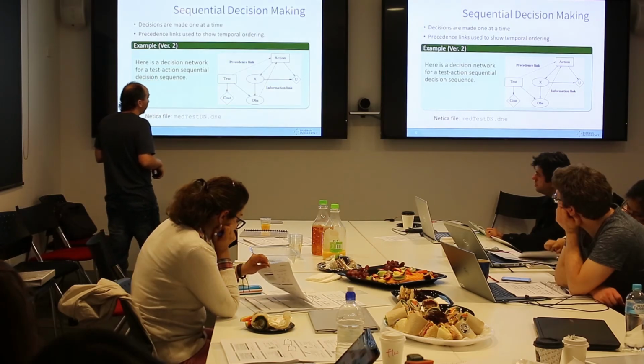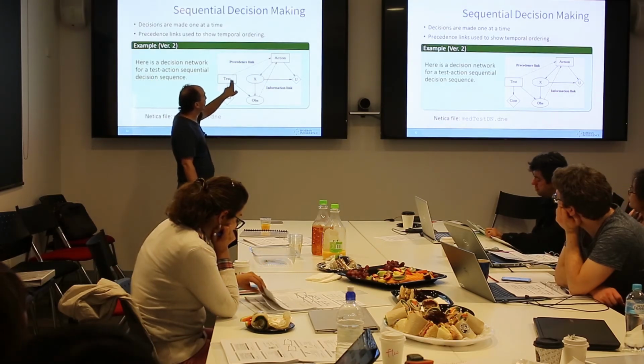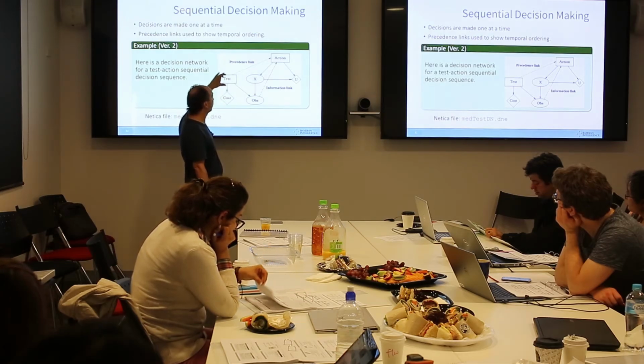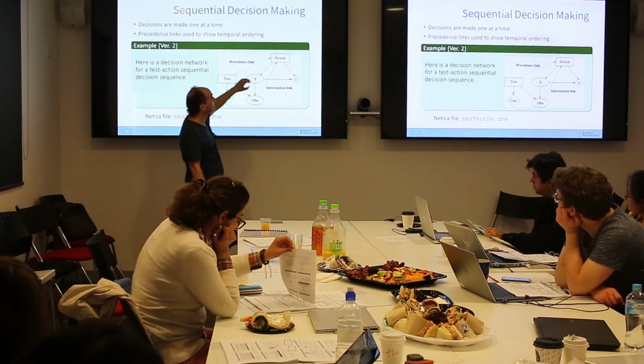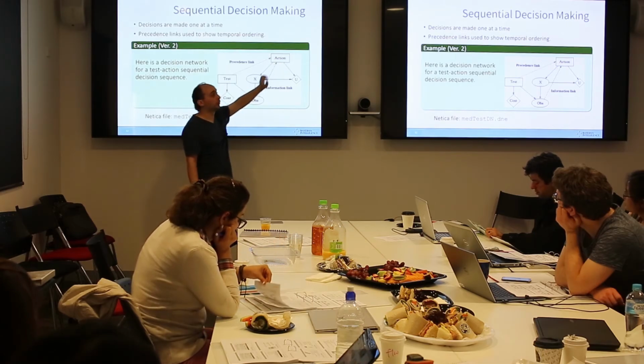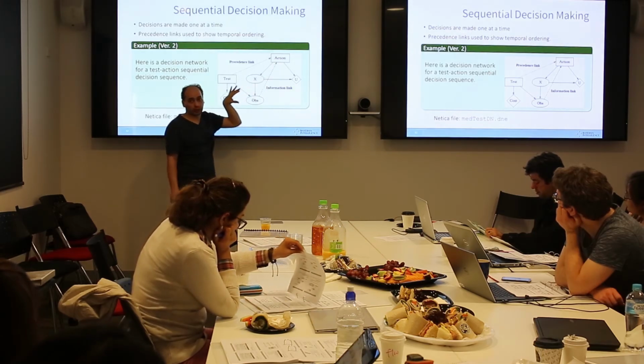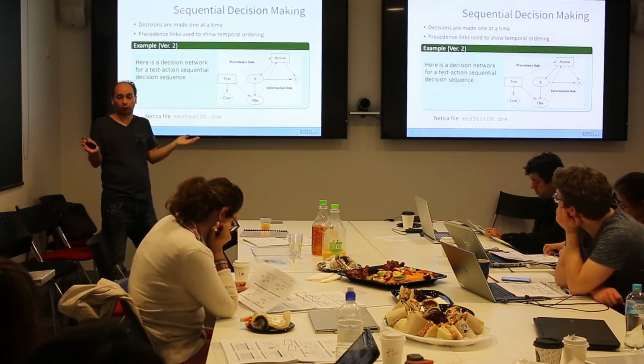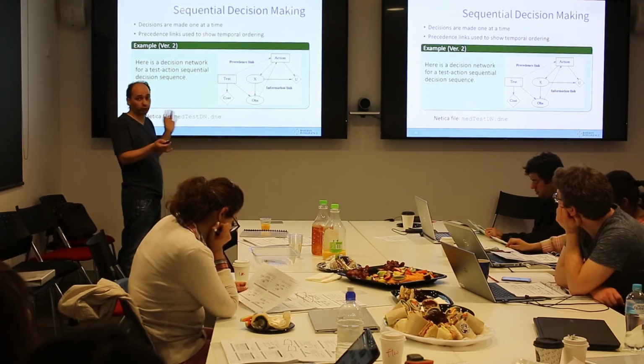Okay, so when you build your network in Netica, you either need to specify the order, so you need to specify that your first action, so for instance doing a test, comes before doing some action, or if you haven't specified an order and you don't really care what the order is, Netica will put one in randomly for you, because it needs to enforce that technically.